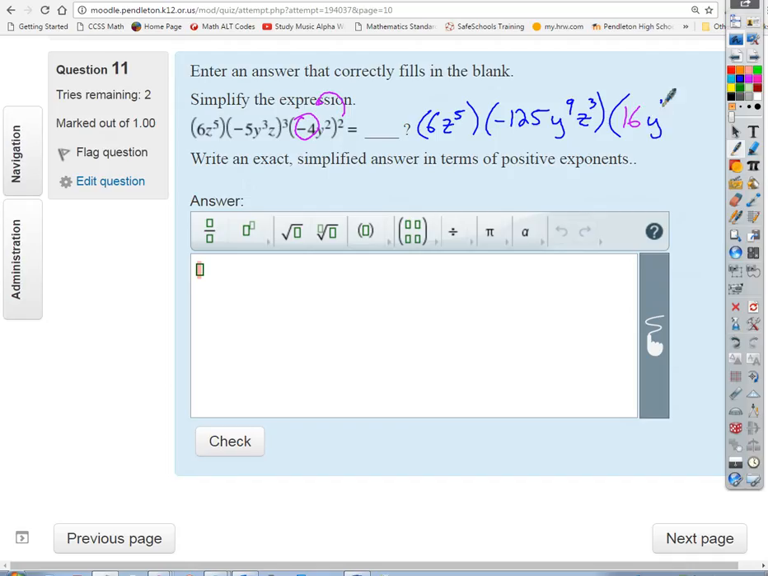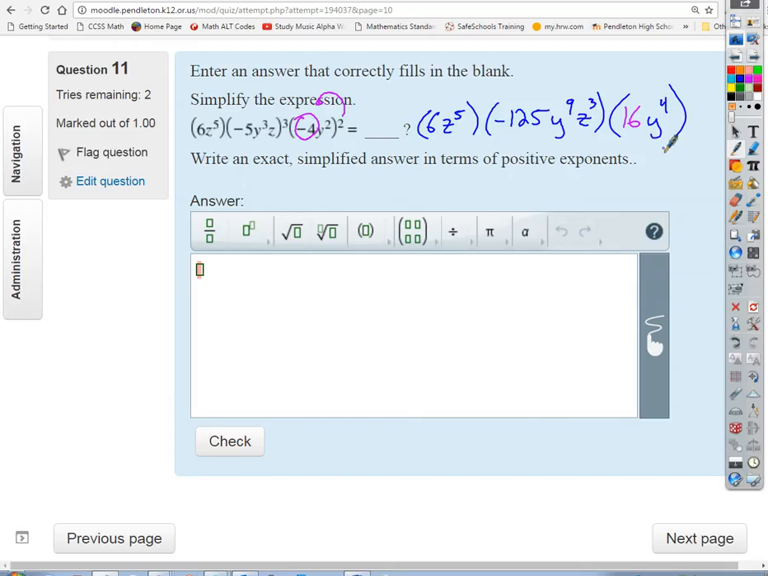Y to the 4th. So now all we've got to do is just multiply through, right? And the way I like to divide this up, I like to think about it in terms of the numbers or the coefficients. Let's take care of that one first. That'll always be the hardest part. The variables are going to be really simple comparatively. But the numbers, they get big.